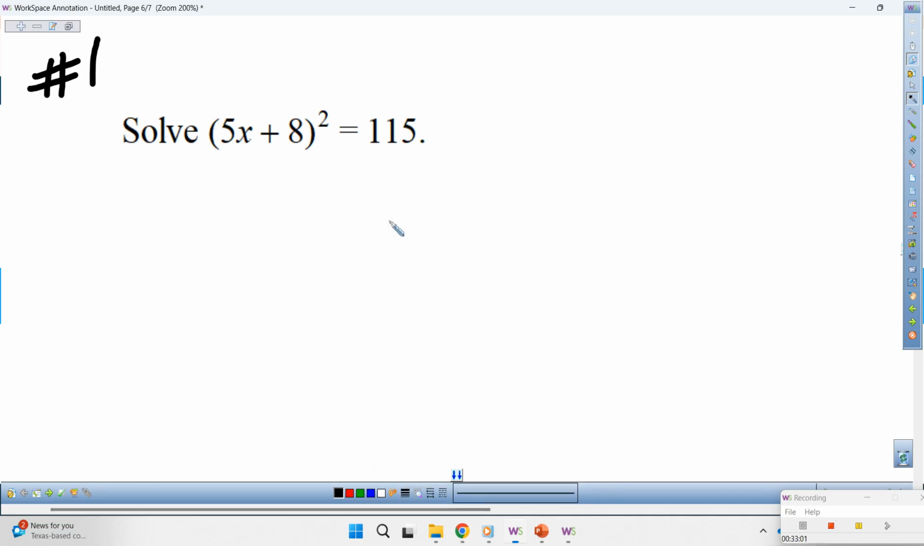Let's solve this. Here we go. So, line down the equal sign. We need to leave x by itself. So how do we get rid of this squared, guys?